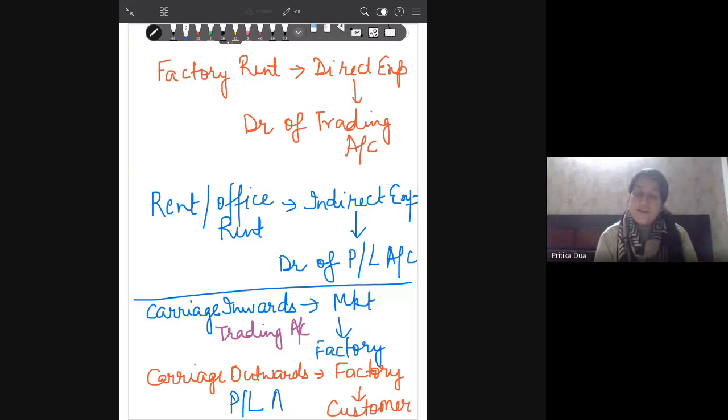So inwards is a direct expense, comes under the trading account. Outwards is post the sales of the product. Say the delivery expenses, delivery charges, जो भी आपका expenditure हो रहा है in transporting the product from factory to the customer is an indirect expense for the business and hence comes on the debit side of the P&L account.